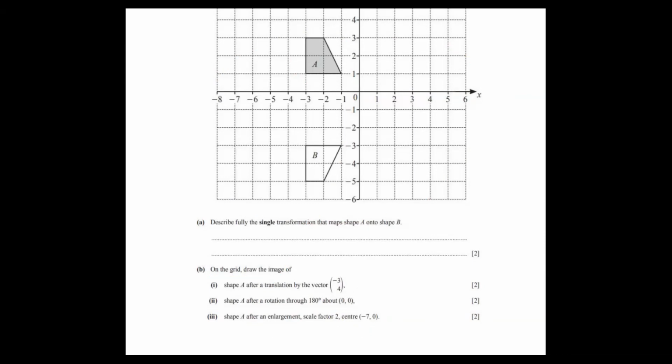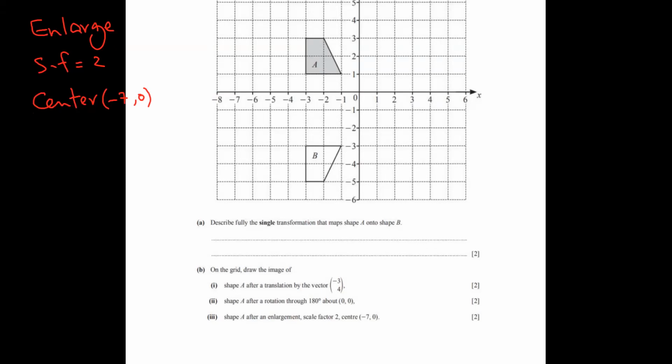Now I'm going to make the image. Normally image and object are given, but sometimes he asks you to draw the image even. So let me start. Shape A, I have to make it. So I have to enlarge. I have to do the enlargement. The scale factor given by him is +2, or only 2 I'm writing here. And the center given by him is -7 and 0. So let's start.